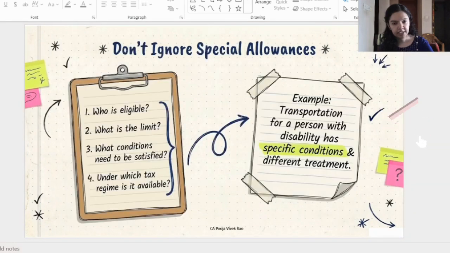And the next point is, there are also certain specific allowances that you should understand properly. For example, the allowance relating to transportation for a person with disability has specific conditions attached to it and is treated differently from ordinary transport related allowances. So the important point here is, don't learn the name of an allowance in isolation. Understand who is eligible, what is the limit, what conditions need to be satisfied, and under which tax regime it is available. This approach will help you avoid unnecessary mistakes in practical questions.